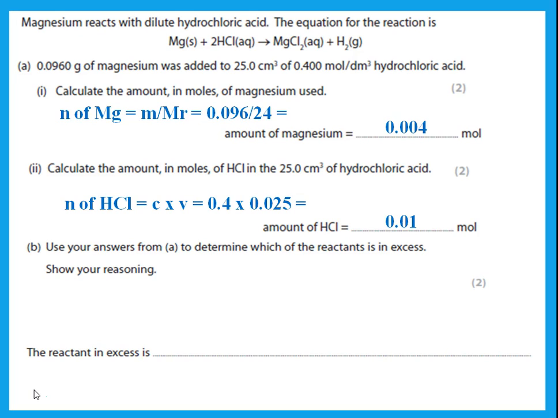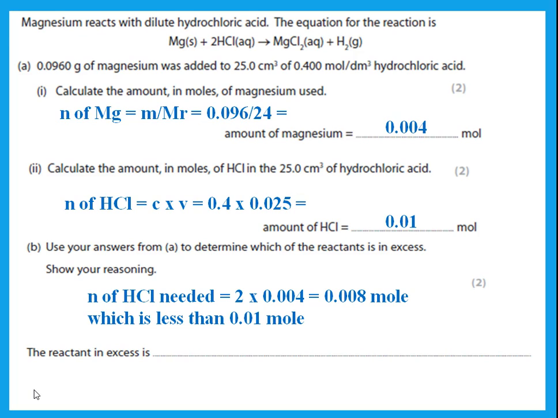Now use your answers to determine which is excess. How do we determine which is excess? The magnesium is 0.004. From the equation, the number of moles of HCl needed is what? The equation says that the number of moles of HCl is twice the number of moles of magnesium. So the magnesium is 1, the HCl is 2. So if I'm starting with 0.004 moles of magnesium, I need how much of HCl? I need only 0.008, but he put 0.01. Can you see that 0.01 is more?